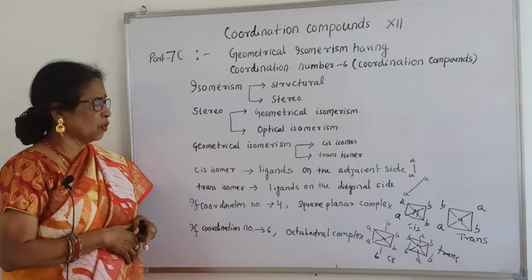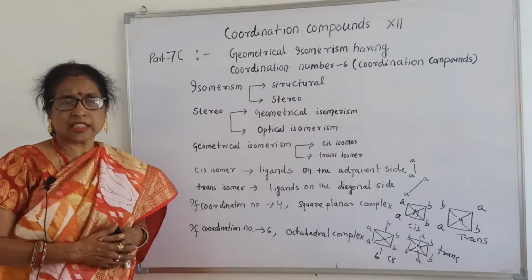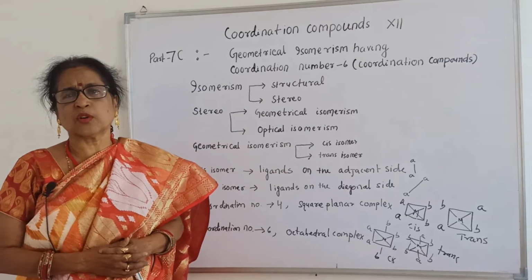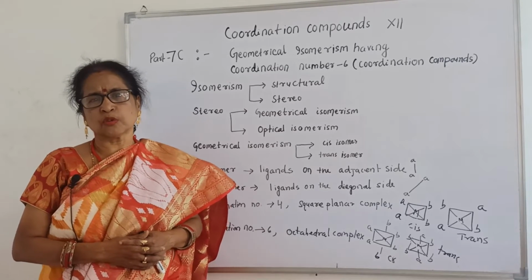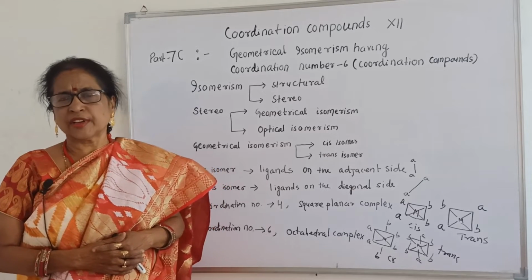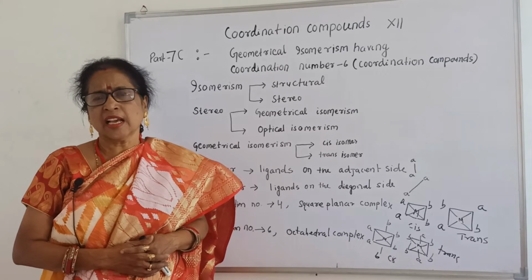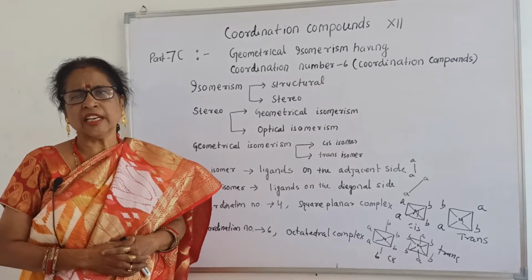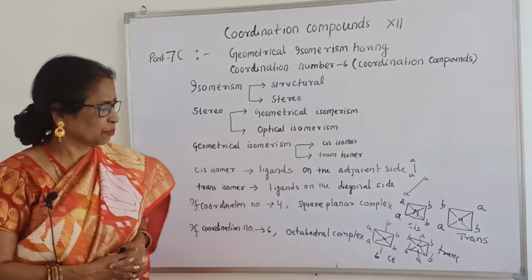For coordination number 4, the square planar complex, I have explained in part 7b. One request to all students: when you start to read coordination compounds, please start from part 1, read continuously to part B, and after that come to part C, which is very easy. Suppose you want to read the coordination number 4 and 6 structures, then you read 7A, B and C. Similarly, always try to read serial-wise.